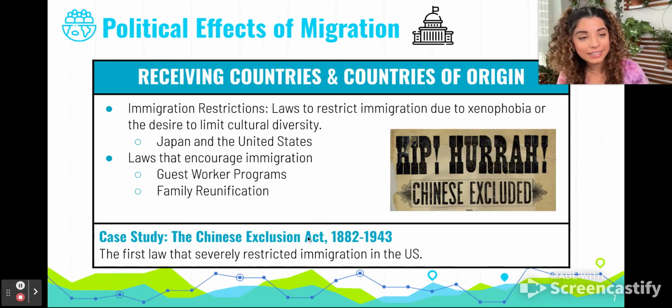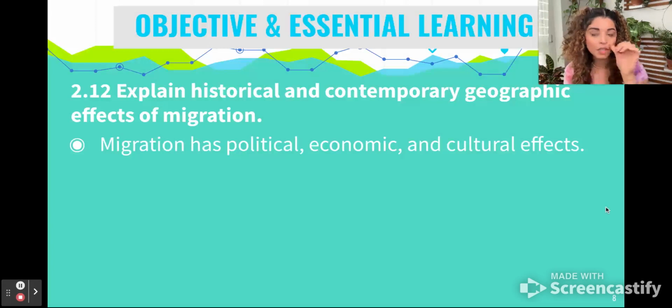Then we have this case study, the Chinese Exclusion Act. This was the first law that restricted immigration in the US, and it was targeted at the Chinese. So that's all we have. That's it. We're done with the unit.